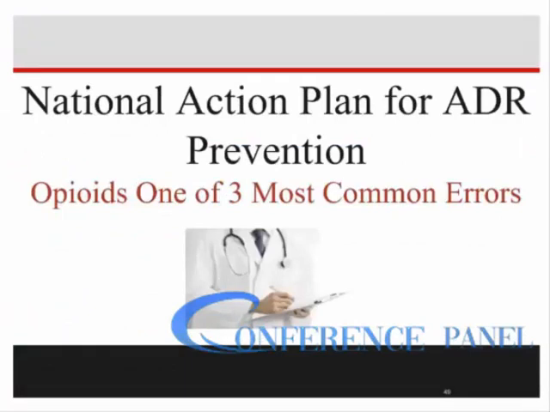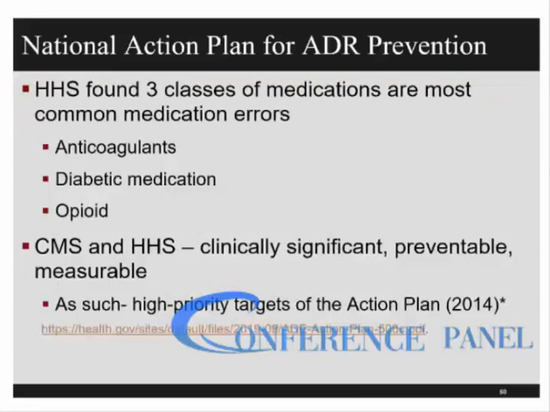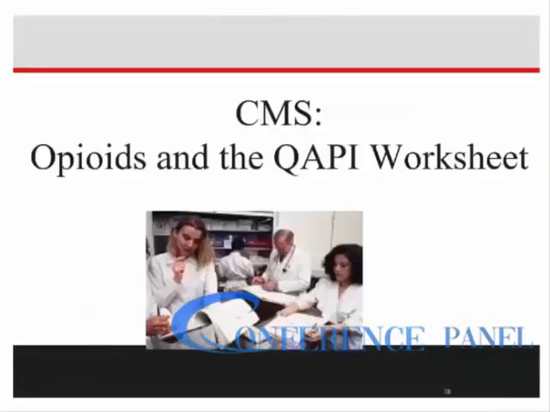It also talks about the National Action Plan for Adverse Drug Reaction and how we can prevent them. This notes opioid is one of the 3 most common errors. And if you're wondering on the others, by the way, insulin happens to be one of them. And that can be very, very hard on patients who develop that cellular level of addiction.